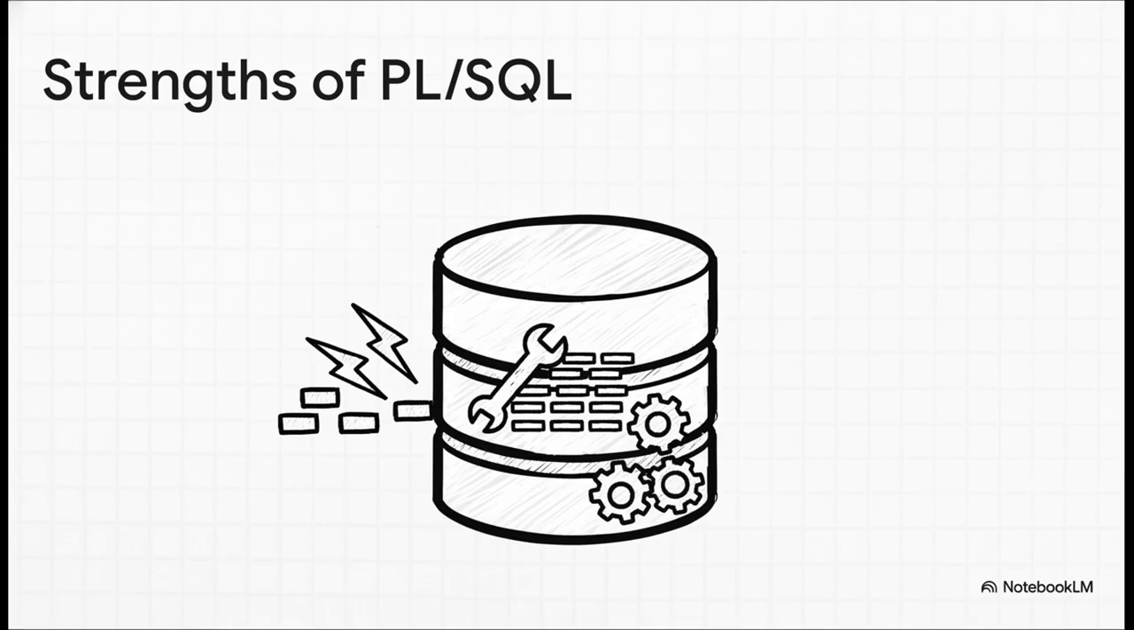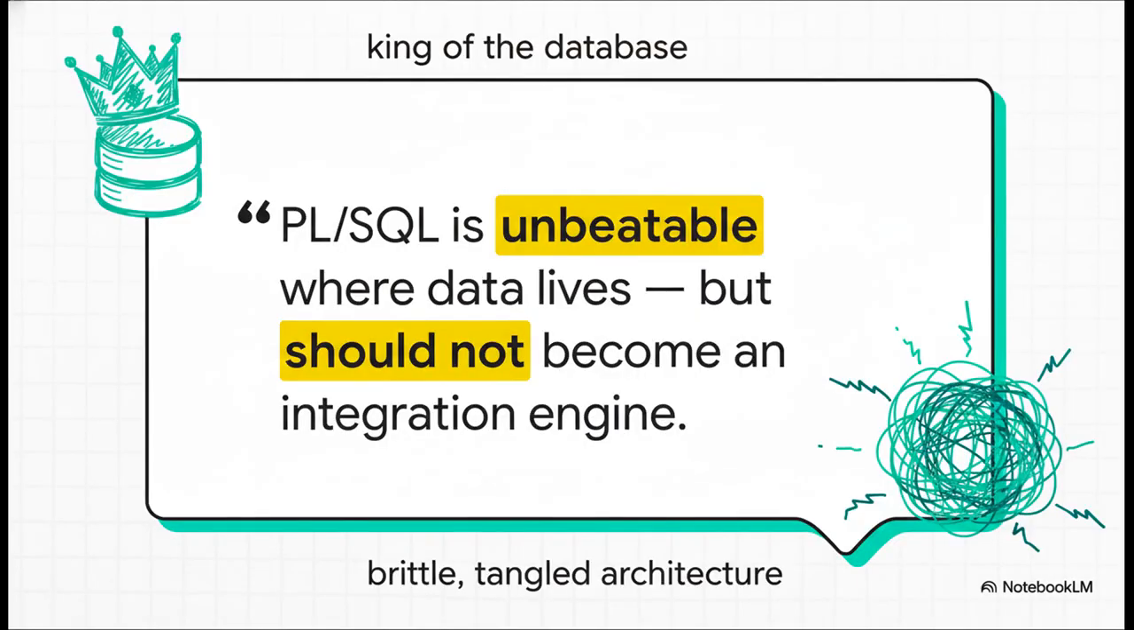When you need to run operations across millions of rows at once and guarantee absolute transactional consistency, nothing is faster or more reliable. Period. And that brings us to its most important rule. It's the undisputed king of the database. But it should never, ever be asked to call a bunch of external systems or manage orchestration. That is a recipe for a brittle, tangled mess of an architecture.